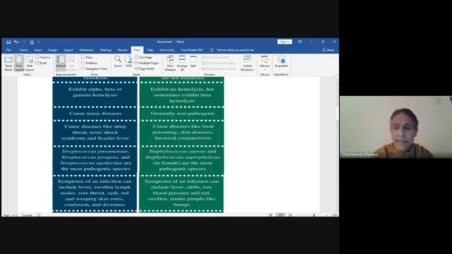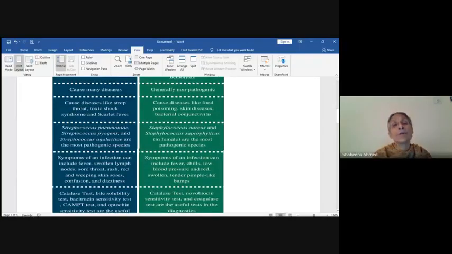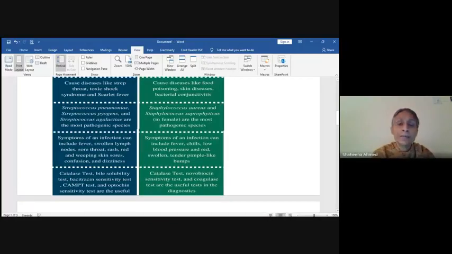And many of the staphylococci form the normal flora of our body. So generally, most of them are non-pathogenic, but the majority of the members of the strep family cause disease; they are pathogenic. Now, the diseases usually related with staphylococci are food poisoning, skin infections, bacterial conjunctivitis, whereas with strep, it is throat infections, toxic shock syndrome, scarlet fever.